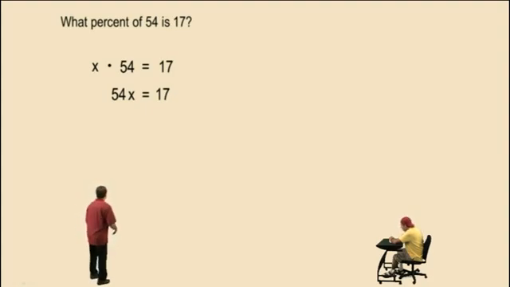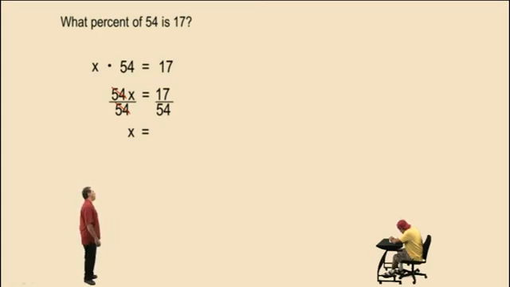To solve for x, we divide both sides by 54, and we get x equals 17 over 54. Charlie, what's 17 divided by 54? 0.3148. Very nice there, Charlie.